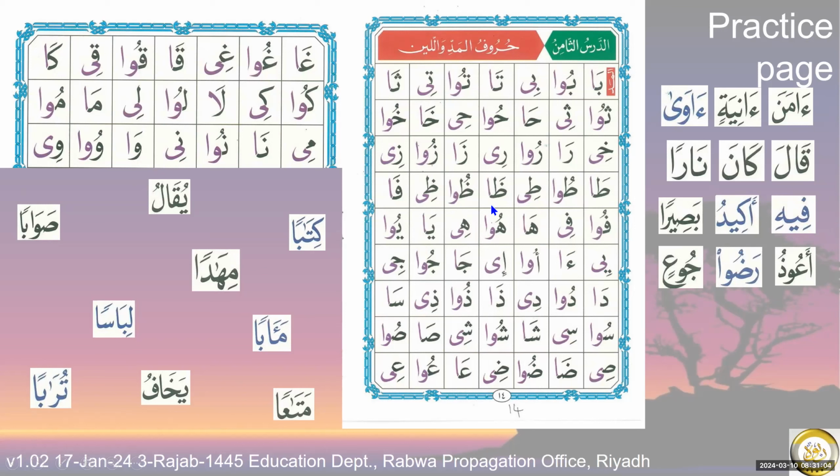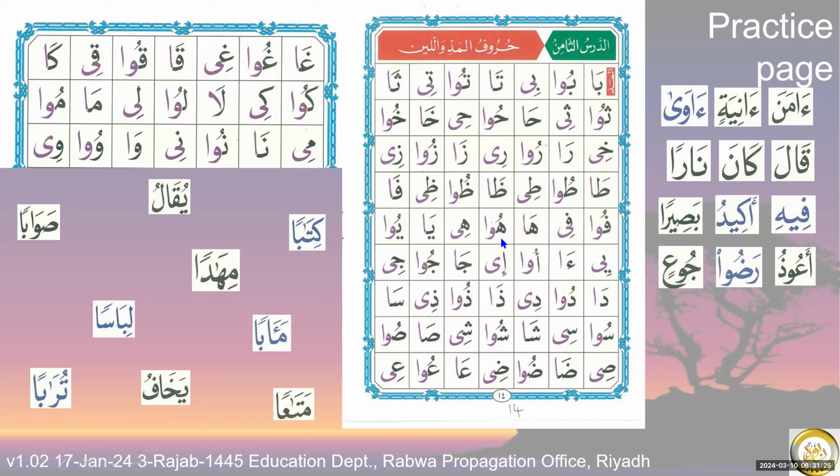Za fatha alif, za dhamma waw sukun, zu, za kasra ya sukun, zi, za, zu, zi. Fa fatha alif, fa. Fa dhamma waw sukun, fu. Fa kasra ya sukun, fi. Fa, fu, fi.